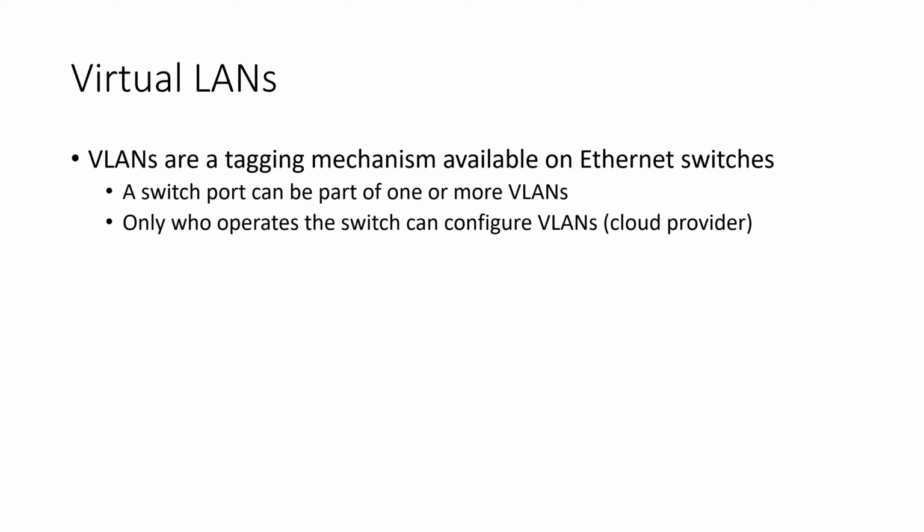A switch port can be part of one or more virtual LANs, and the switches only allow packets tagged with the correct VLANs to transit on those ports. Because the operator, like the cloud provider, is in charge of configuring the switch, it can configure which tags go on which ports, and then we can control where traffic flows. This is the mechanism that we will use to build virtual networks.